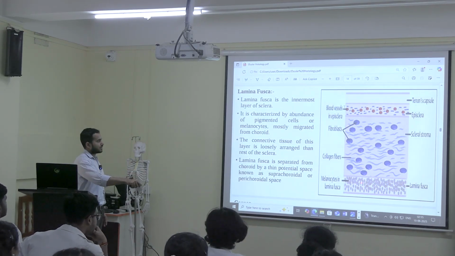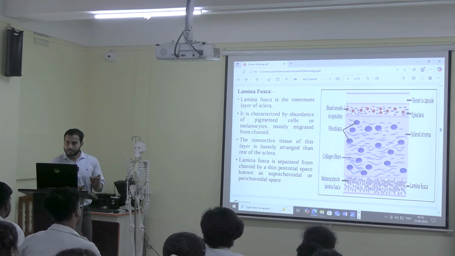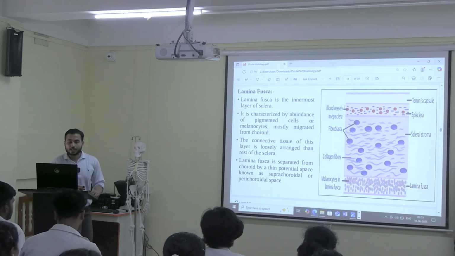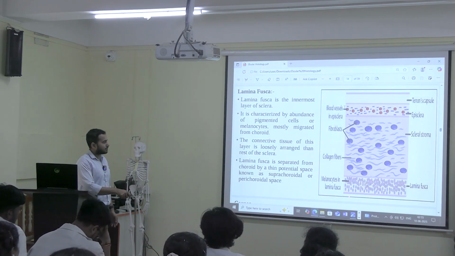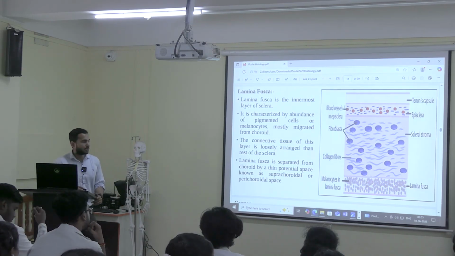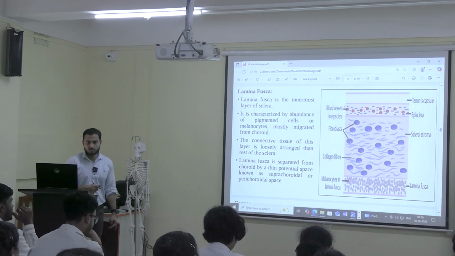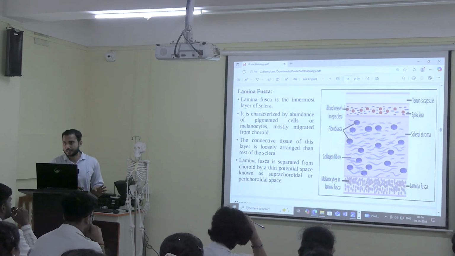Deep to that, here you can see this is the lamina fusca. Here you can see connective tissue, and most significantly melanocyte cells are present, and those melanocytes have migrated from the choroid. Deep to the lamina fusca we will get the choroid, and in between there is a potential space called the suprachoroidal or perichoroidal space. Okay, so this is all about the sclera.